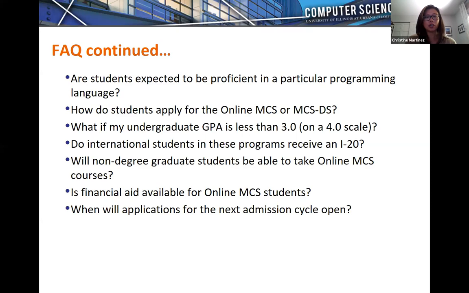Next question. Will non-degree graduate students be able to take online MCS courses? Yeah, and the answer there is yes. But the admissions requirements for non-degree MCS courses are the same as for the MCS program. Part of our admissions requirements are to make sure that when you're a student in the MCS program, your peer students are at a commensurate level.